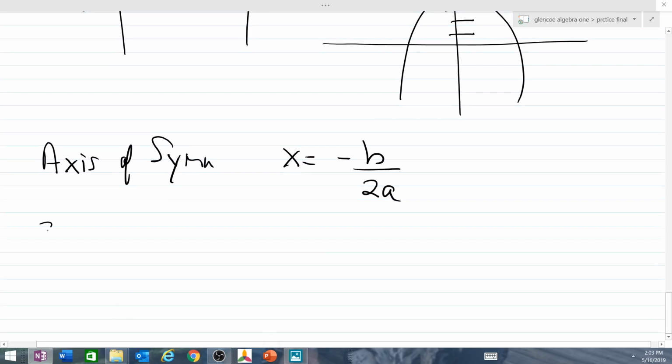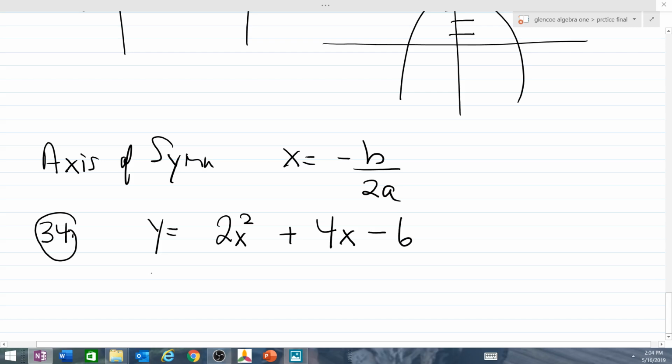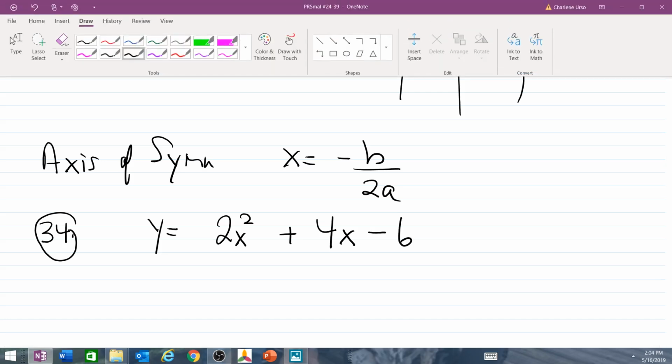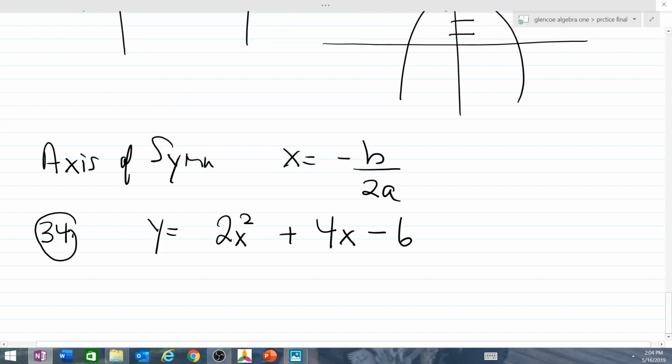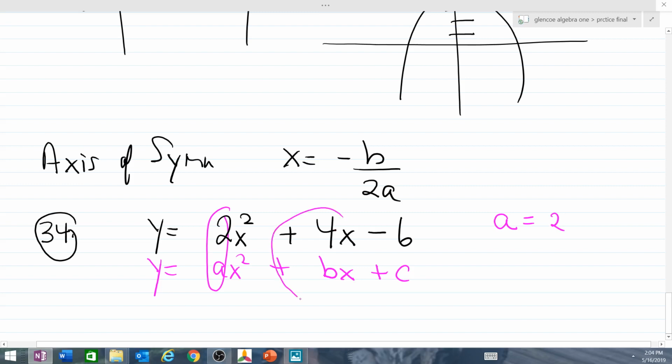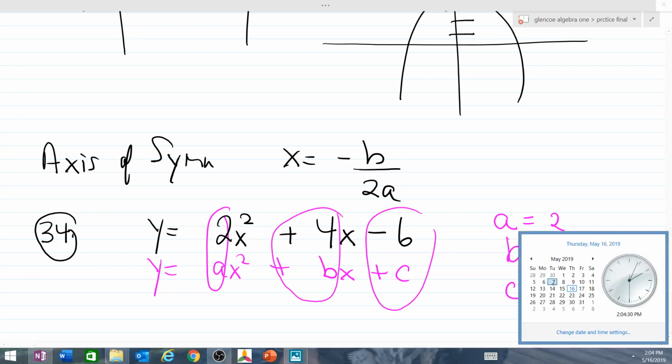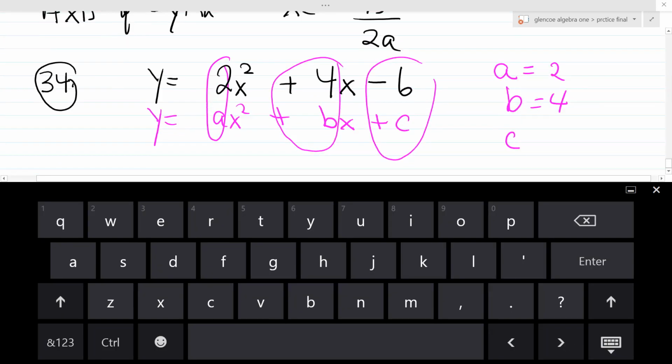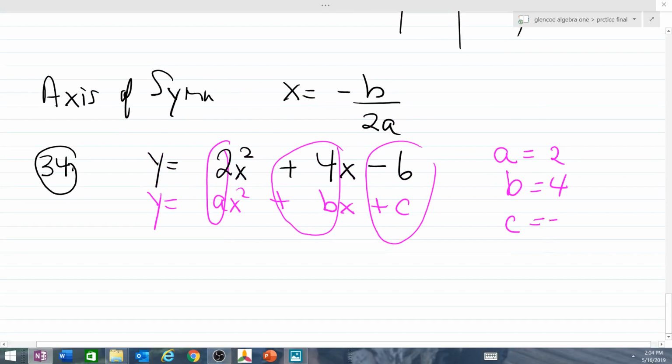So let's go ahead and do number 34 together. y equals 2x squared plus 4x minus 6. I'm just going to be dramatic here and line it up so that you know that y equals ax squared plus bx plus c. So what does a equal, guys? What does b equal, guys? And we don't need c, but what does c equal? Sorry, c equals negative 6.